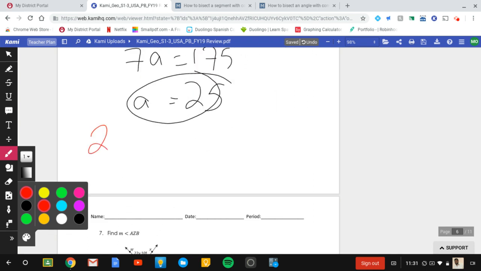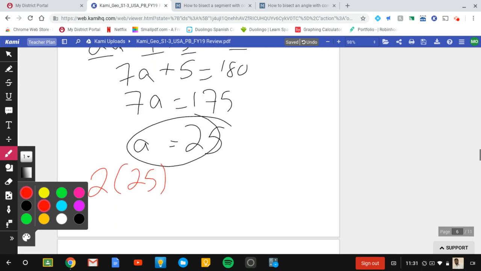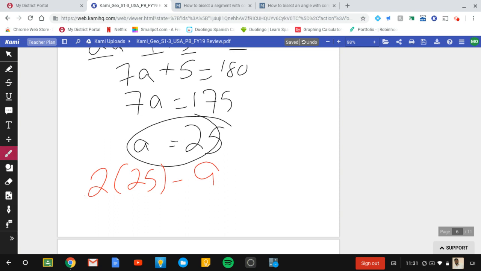So I can say 2 times 25 plus what? Minus 9. That's going to be the angle I'm looking for. So 2 times 25 is 50. 50 minus 9 is what? 41. So my angle would be about 41 degrees.